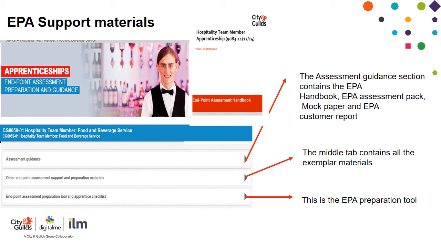The middle tab contains exemplar materials, which include examples of pass and distinction business projects for team member, as well as individual explanation of all the assessment methods. These are split into useful 1 or 2 page documents for apprentices, and then more in-depth explanations for the tutors. They also include checklists and reports similar to the ones the independent endpoint assessor will use, so you can ensure you carry out mock assessments. Finally, in the bottom is the EPA Preparation Tool.